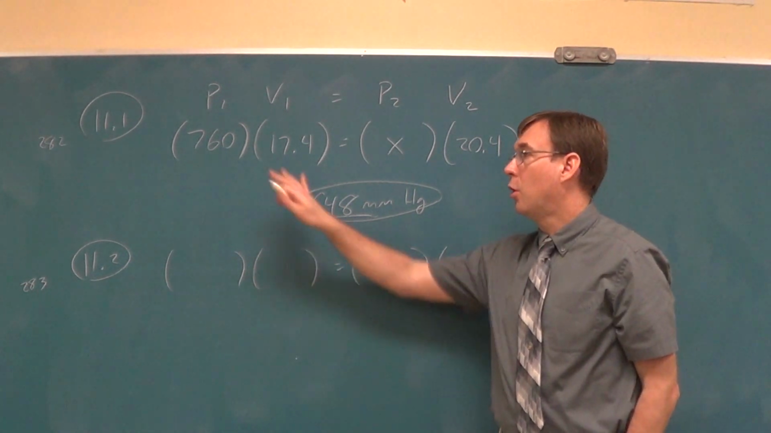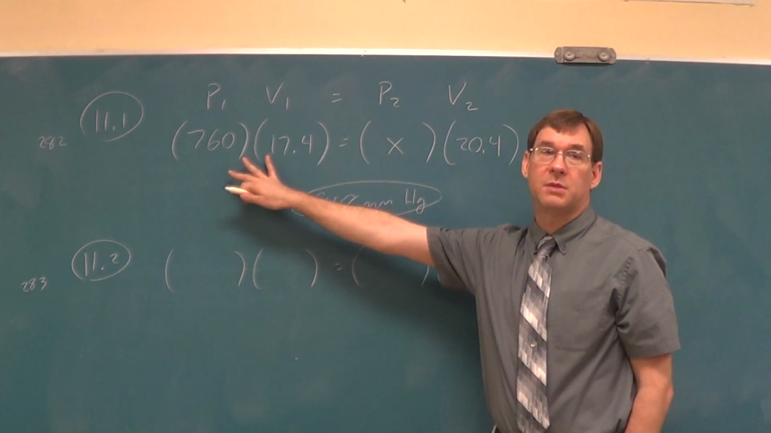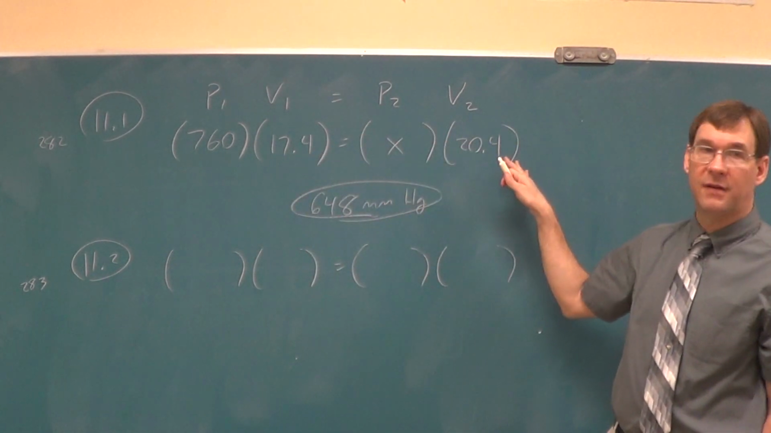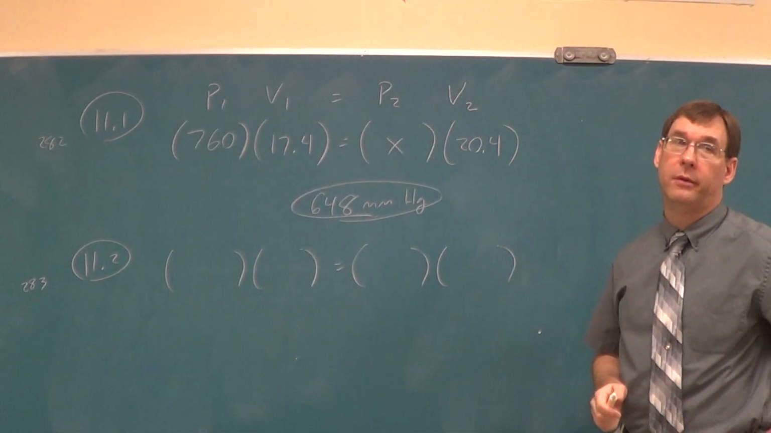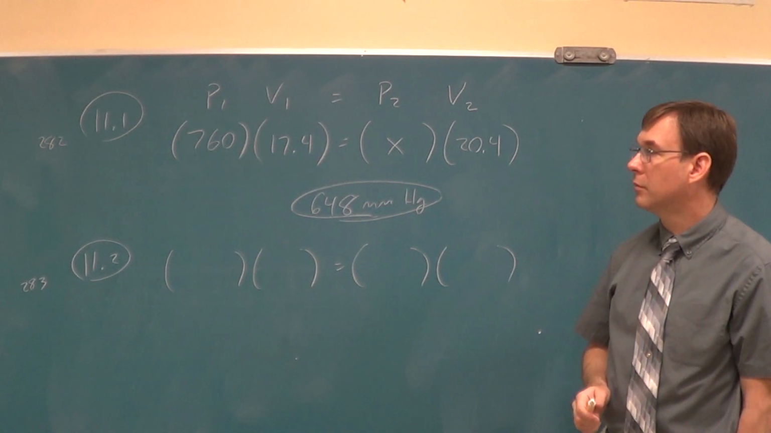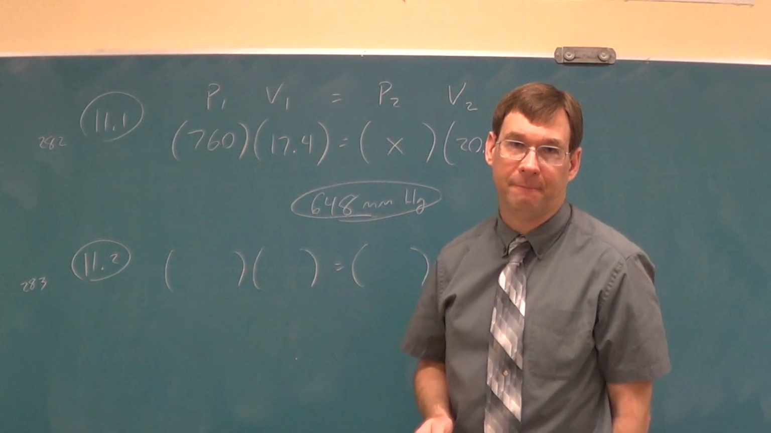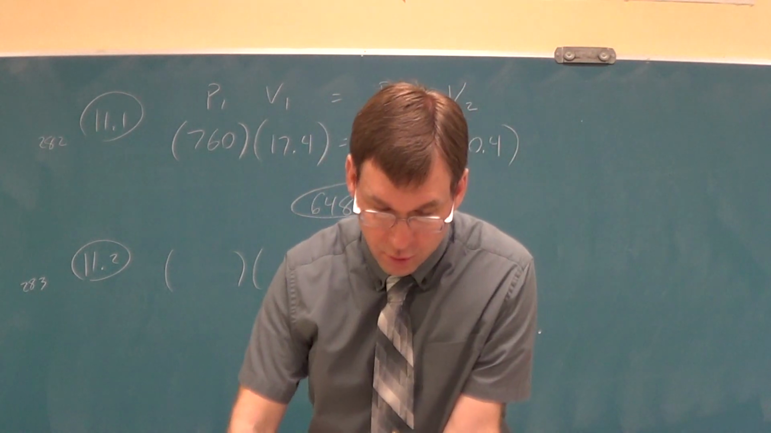Multiply the two that you have, both on the same side of the equals. After that shows up on your screen, divide by the other number. So let me do one more and then we'll call it a day.